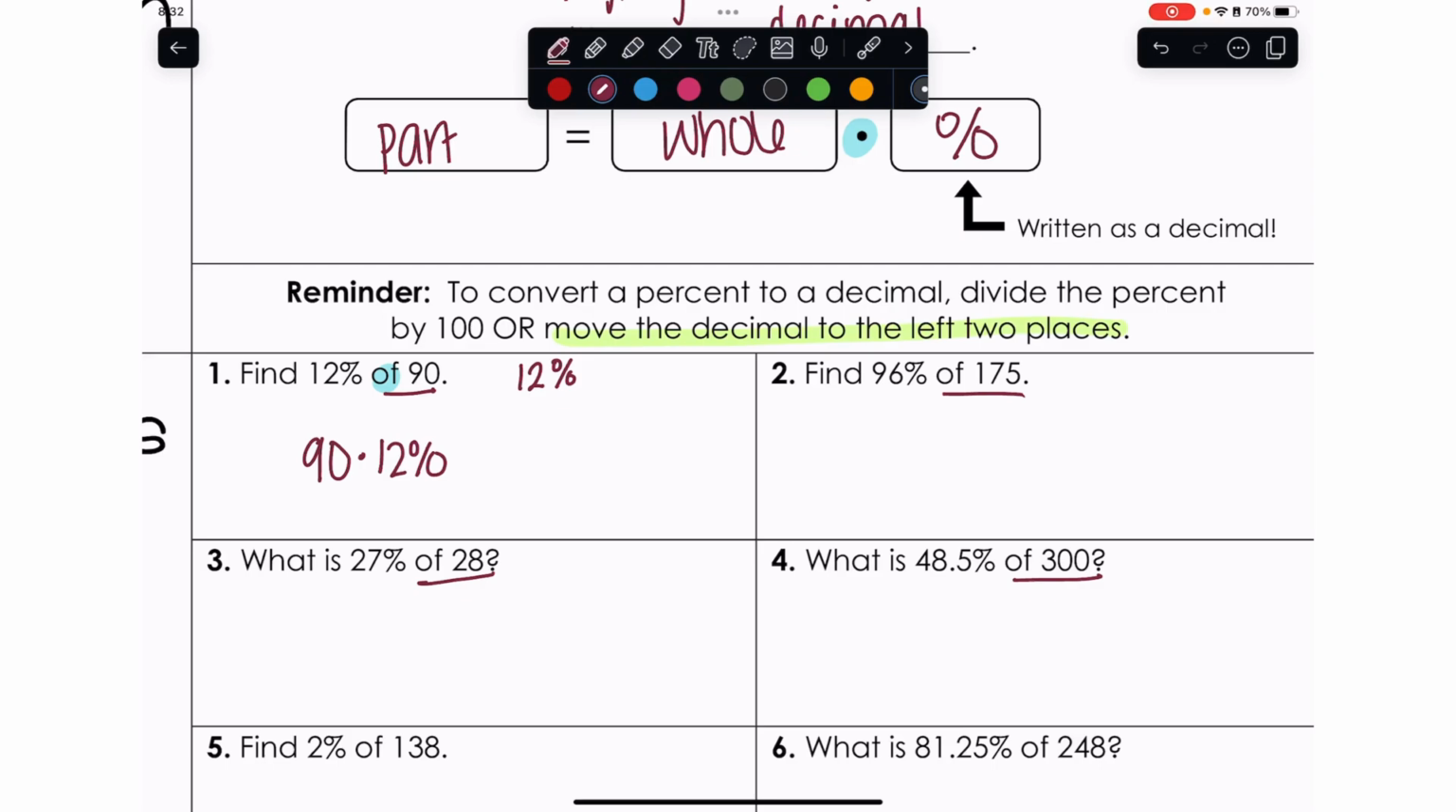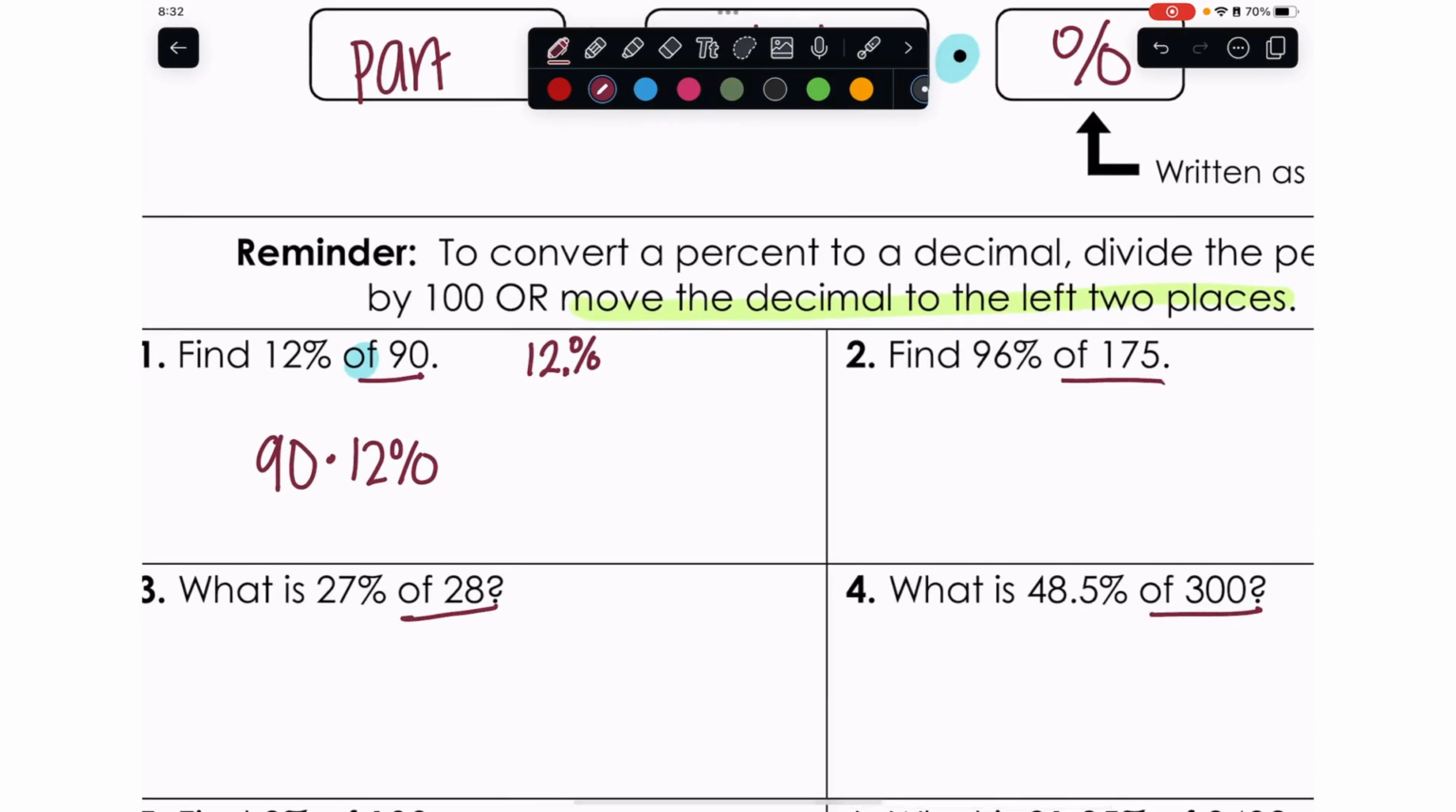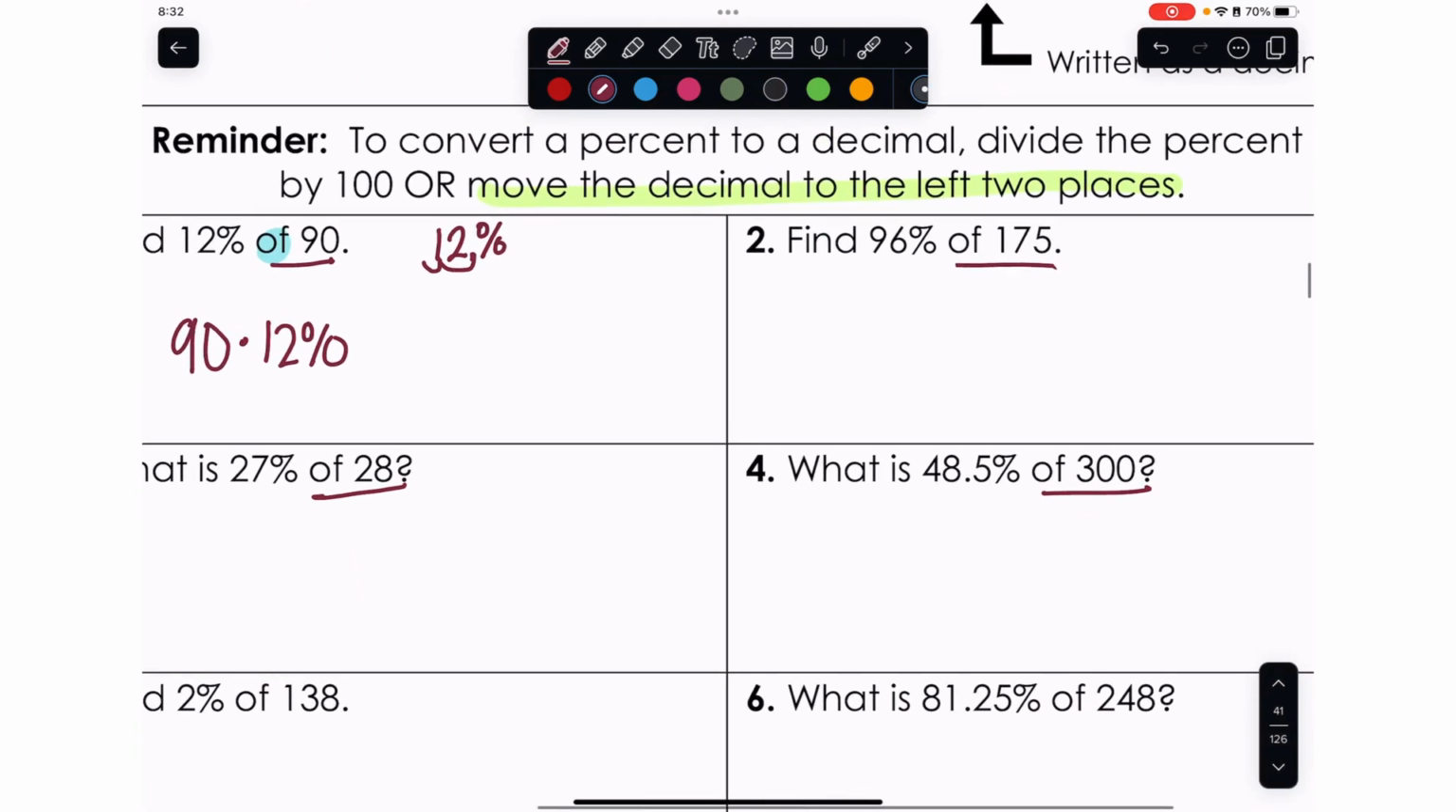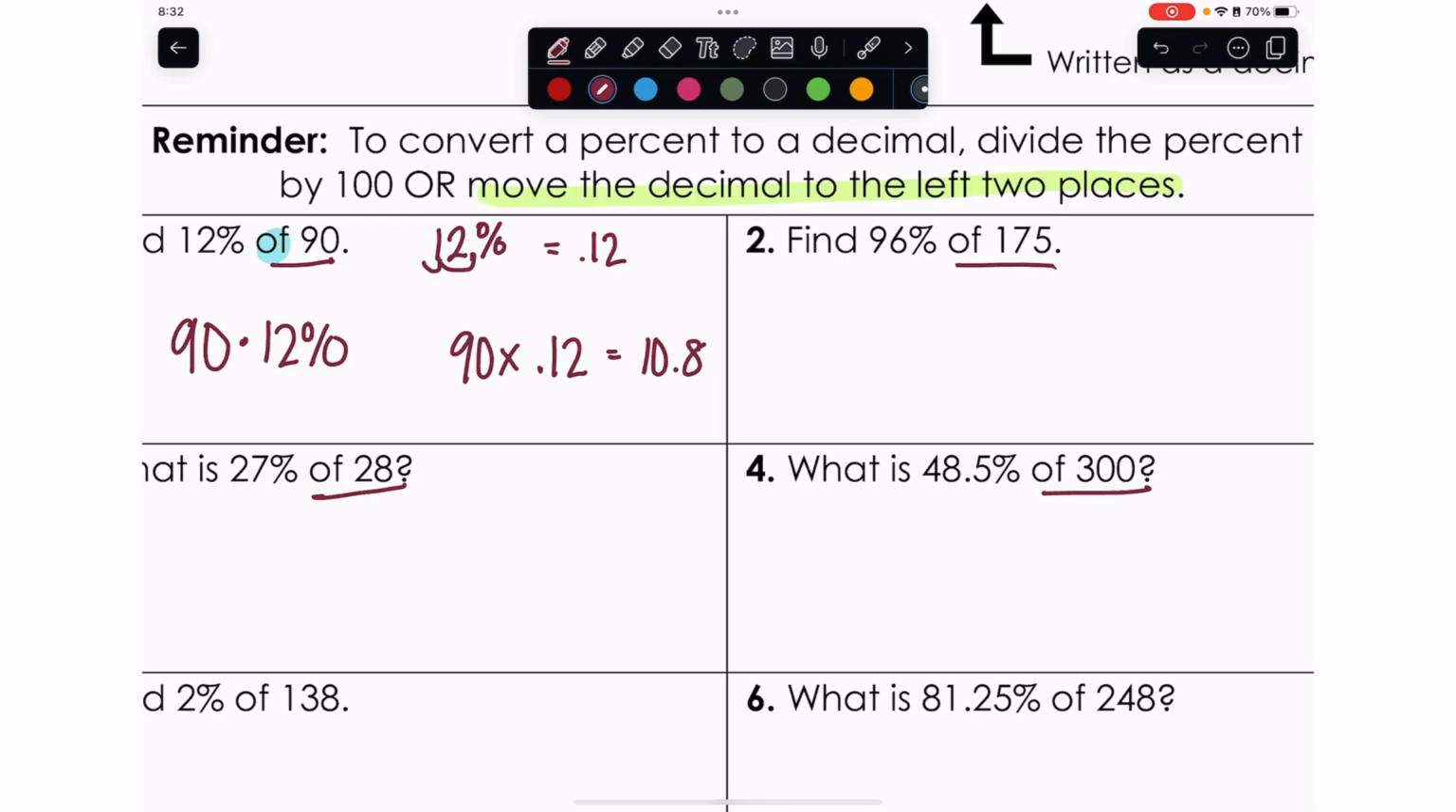But rather than typing in 12 divided by 100 every time, the shortcut with your hundreds is that you move the decimal places to the left. Okay? That's dividing by 100. And you could check that in your calculator. Type in 12 divided by 100. It should give you 0.12, which is what happens if I move my decimal place 2 to the left. So what I'm really going to type in is 90 times 0.12. And there is my answer. 10.8.